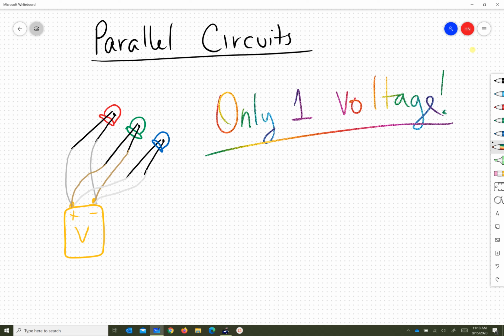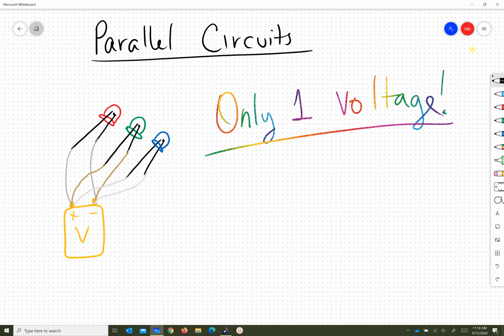Unlike series circuits where there was only one pathway, in parallel circuits there are multiple pathways. In fact, if you have strictly parallel, you're going to have as many pathways as devices that are connected in your circuit. In a series circuit, there was only one pathway, therefore only one current, right? And multiple voltages because each device used a different amount of energy. Here in parallel circuits, we have multiple pathways, therefore multiple currents, and they are all directly connected to the power source, so there is only one voltage.